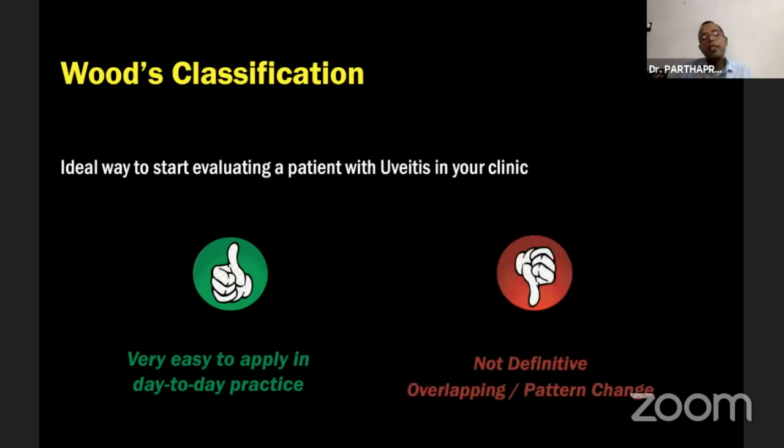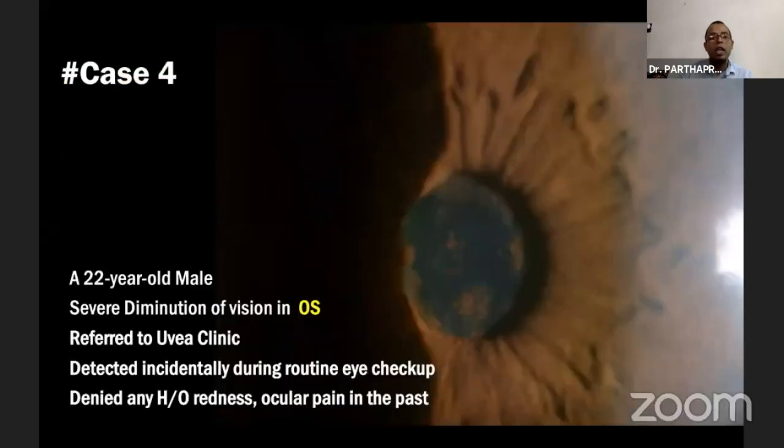The downside of this classification is that it is not definitive. There are often overlapping and pattern changes. For example, the first case I showed, the sarcoid uveitis, sarcoid sometimes can present as non-granulomatous uveitis also. So you have to keep that in mind when you are dealing with Wood's classification.